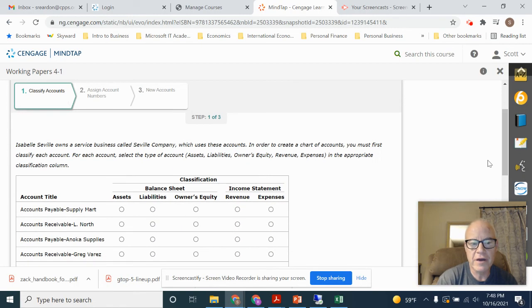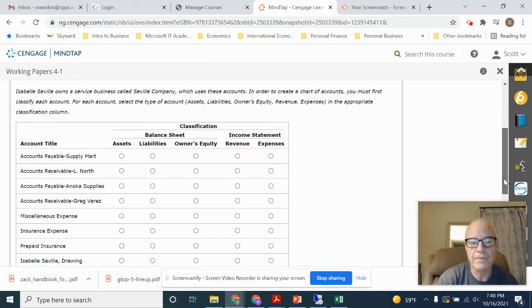Here we have Isabel Seville owns a service business called Seville Company, which uses these accounts. In order to create a chart of accounts, you must first classify each account. And we've been classifying accounts for like three chapters now. For each account, select the type of account: assets, liabilities, owner's equity. And again, we're breaking out revenue and expenses now, whereas we've been kind of throwing them into owner's equity. Now we're splitting them out on their own in the appropriate classification column. Accounts payable, well, it's going to be a liability that's going to show up in the balance sheet.